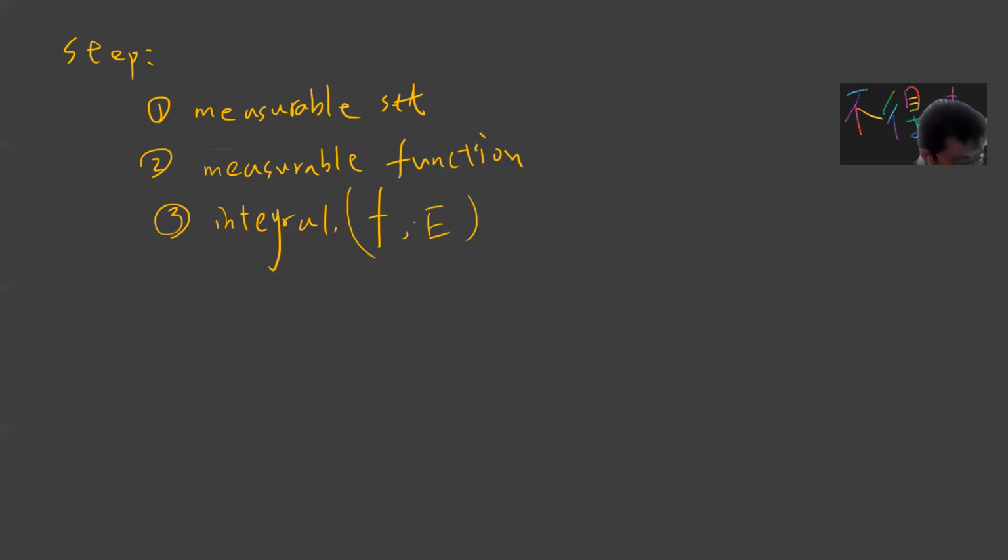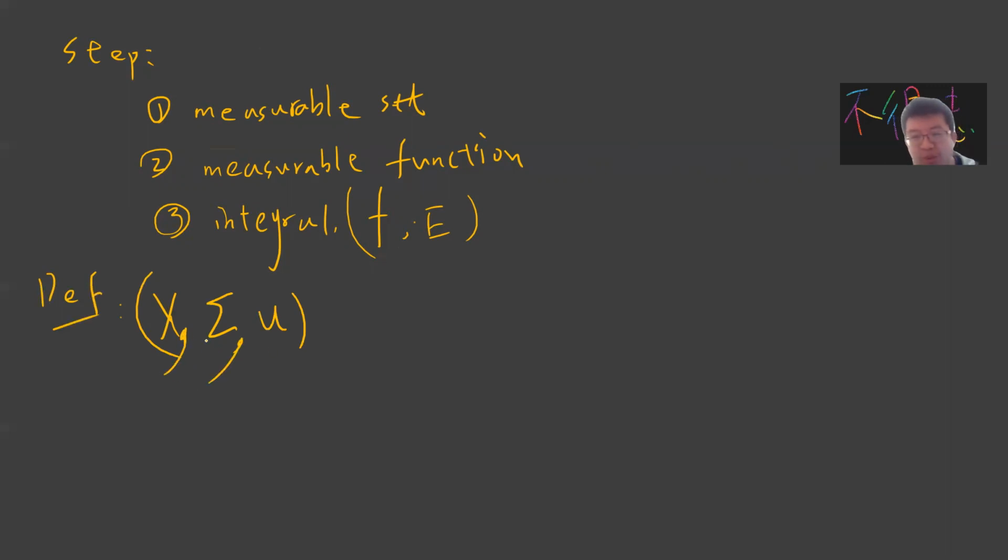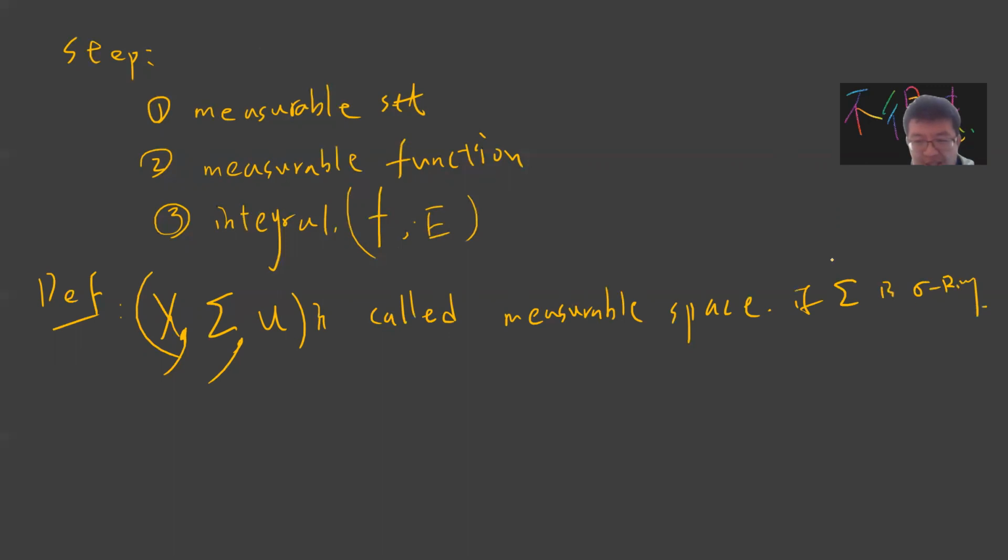To do this, let me write down the definition. Let X be a set, and take a subset of the power set of X, a sigma ring, and then take mu. This is the standard measurable space notation, (X, Σ, μ): Σ is a sigma ring on X, and μ is a measure on Σ. It is called a measurable space if Σ is a sigma ring and μ is a measure.